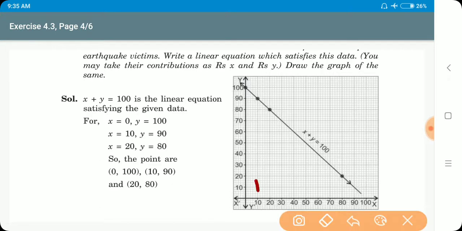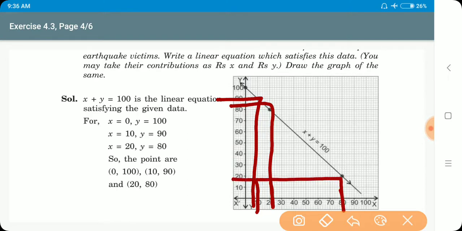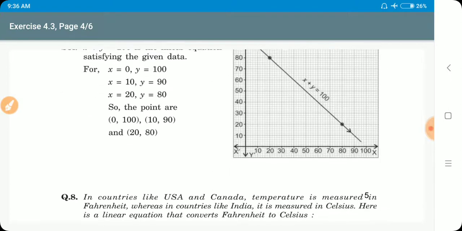If your x value is 10, the y value will be 90. If your x value is 20, the y value will be 80. If your x value is 80, the y value will be 20, and so on. Okay, so as one increases the other decreases. So your line graph will be like this. I think you got it.